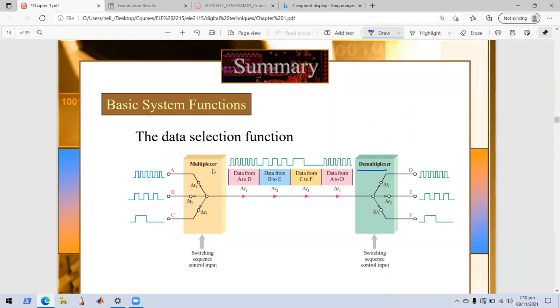So let's say we had three different signals coming in, signal A, signal B, and signal C. And signals A, B, and C need to be transmitted to three different systems, system D, system E, and system F. Three different blocks maybe, or three different systems. However, we only have one transmission line to transmit all three of these signals. What we can do is time share this line.